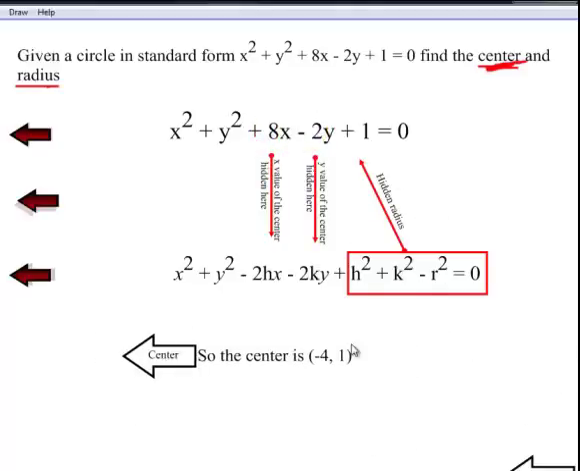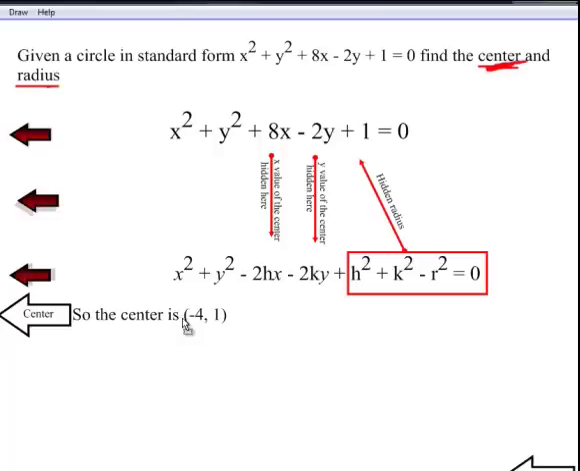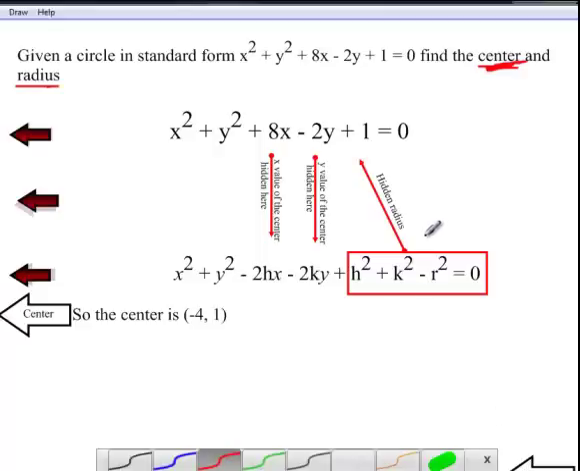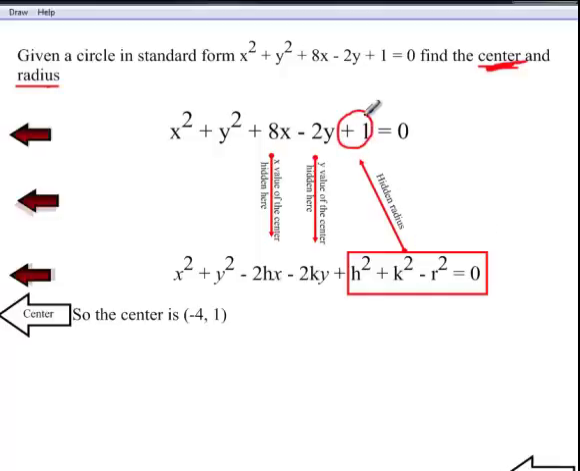All right, so my center here is negative 4, 1. I just took 8, divided it by negative 2, got negative 4. Just took negative 2, divided by my negative 2, and got positive 1. Well, how am I going to figure out the radius? Well, this is what I got. I know the radius is hidden in this constant right here. I know that that constant is the h value squared plus the k value squared minus the r value squared, and that gets me 1.